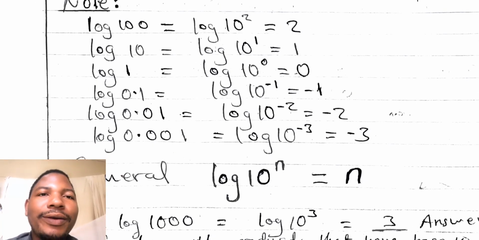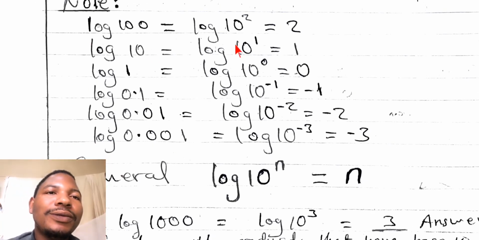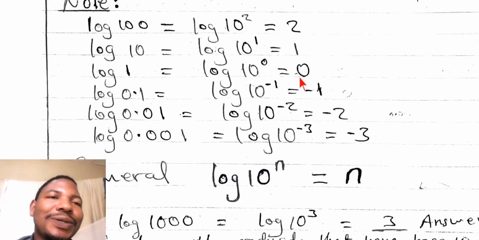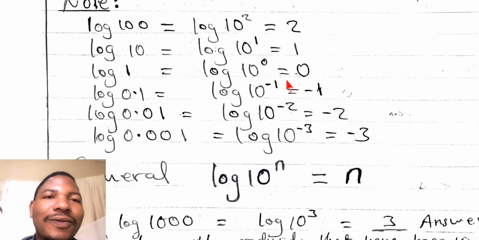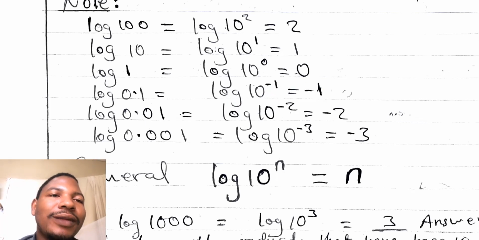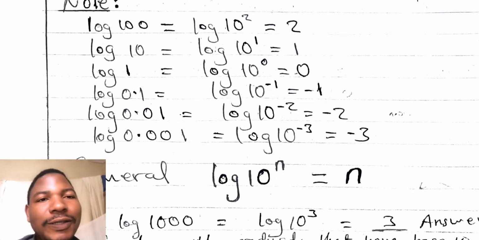Okay, that's why log 10 is equal to log 10 exponent 1, which is equal to 1. Log 1 is the same as log 10 exponent 0, which is equal to 0, because this 10 is going to cancel with log base 10 here. The same as this one, log 0.1 is the same as log 10 exponent negative 1, because 0.1 is the same as 10 exponent negative 1. This 10 is going to cancel with the 10 from the base, and we're left with only negative 1. So the answer is negative 1, and so on.